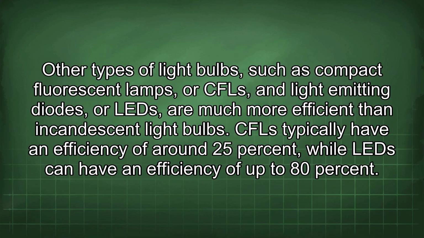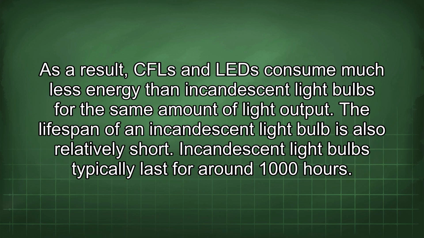Other types of light bulbs, such as compact fluorescent lamps, or CFLs, and light-emitting diodes, or LEDs, are much more efficient than incandescent light bulbs. CFLs typically have an efficiency of around 25%, while LEDs can have an efficiency of up to 80%. As a result, CFLs and LEDs consume much less energy than incandescent light bulbs for the same amount of light output.